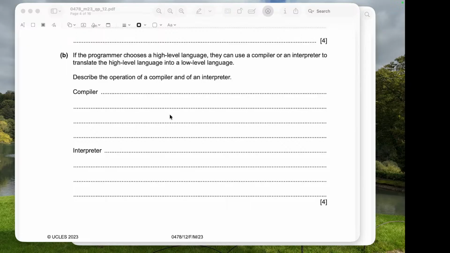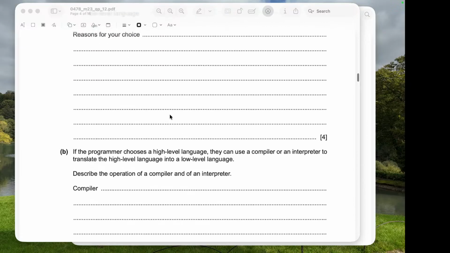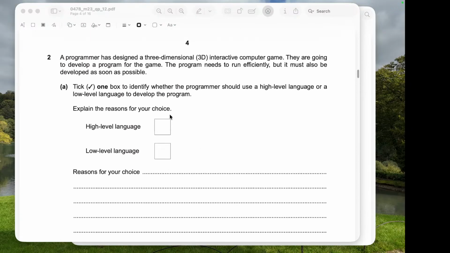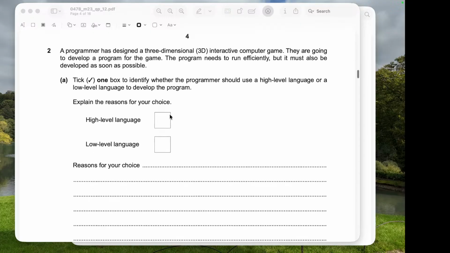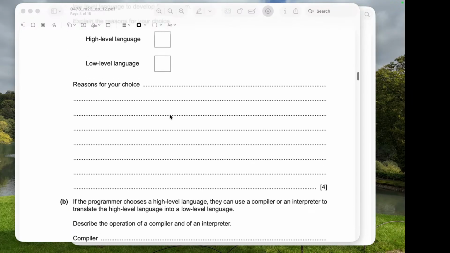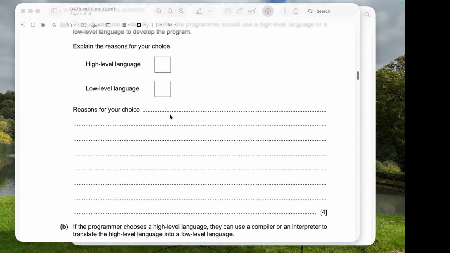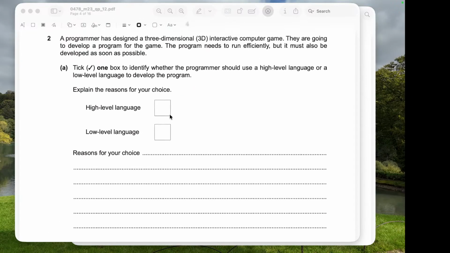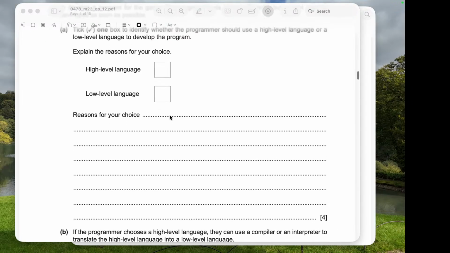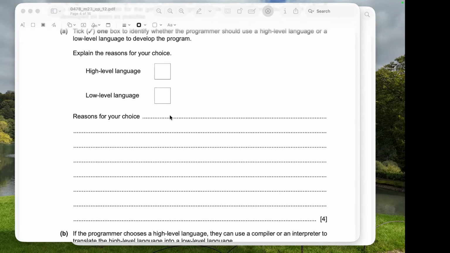And yeah, we were on question 2, so fairly early on. We've done question A, and we're now on question B. We'll very quickly recap: in this question, we ticked one box to identify if they should use high level or low level. And we saw that it didn't matter which you picked, you just had to justify. It was about why you would choose one language over the other.